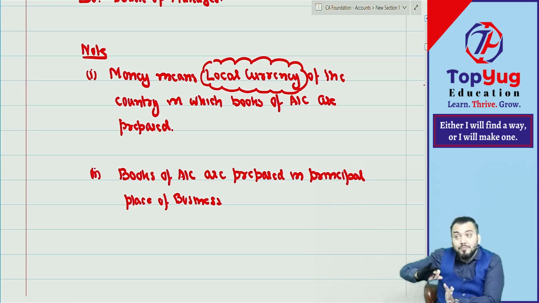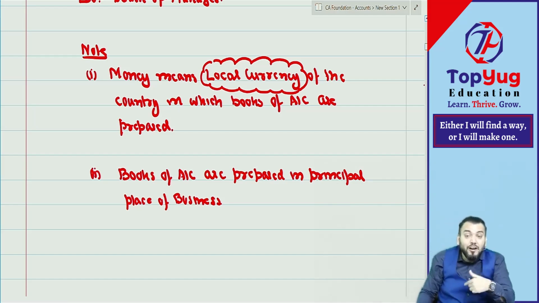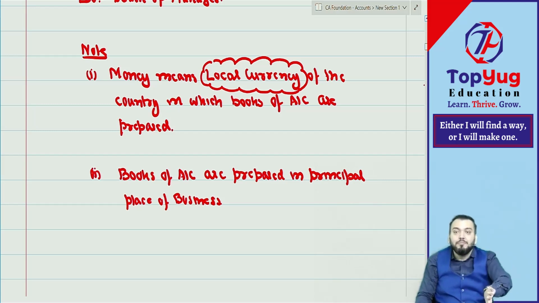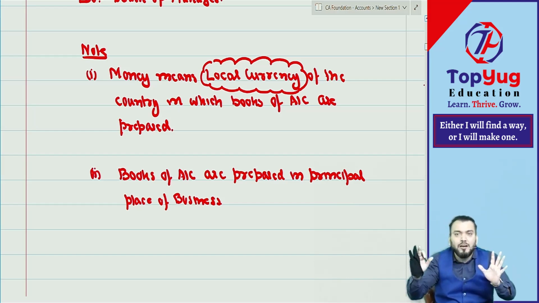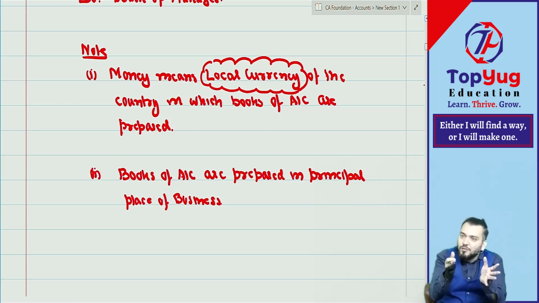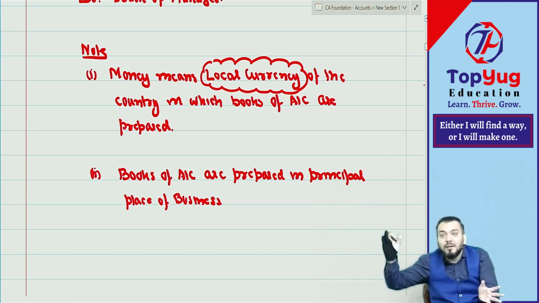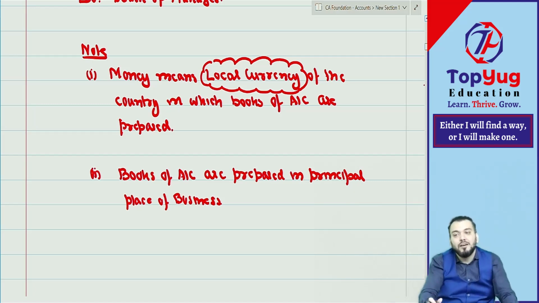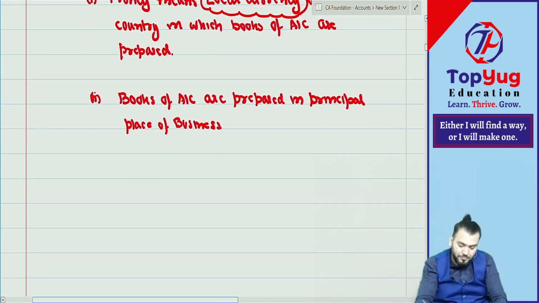So the transaction can be done in foreign currency, but the recording will be done in the currency of the country in which books of accounts are prepared. Where do we prepare books of account? In the principal place of business. If I am talking about Indian entities with a principal place of business in India, books of account will also be prepared in India, but transactions can be done in other countries and payment in foreign currency. Then also recording will be done in local currency, meaning rupees. Understood?